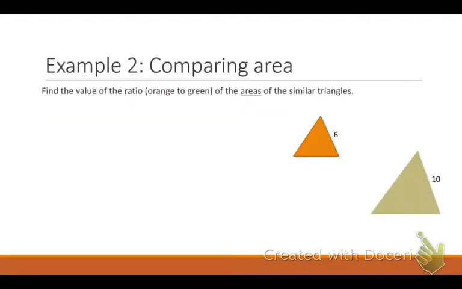Okay, example 2 now. What's the only difference between examples 1 and 2? Now I'm comparing what? Look at the title. I'm comparing area. Okay, so if I'm comparing area, it needs to look a little different. Now I'm still going orange to green. So I'm comparing the ratio, the value of the ratio of the areas. All right, so I have 6 over 10. Okay, and that's my perimeter. This is my value for my perimeter. If I was finding perimeter, I would be done.